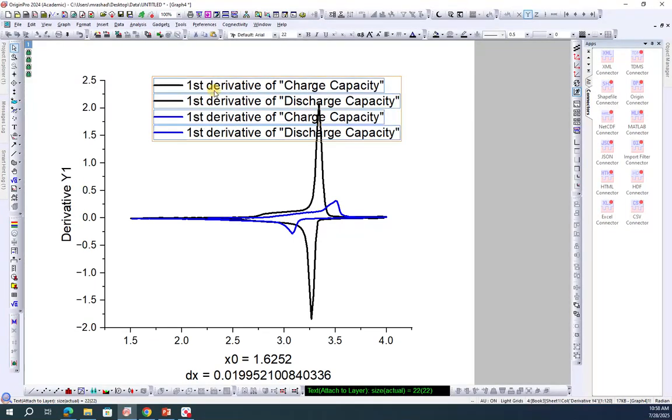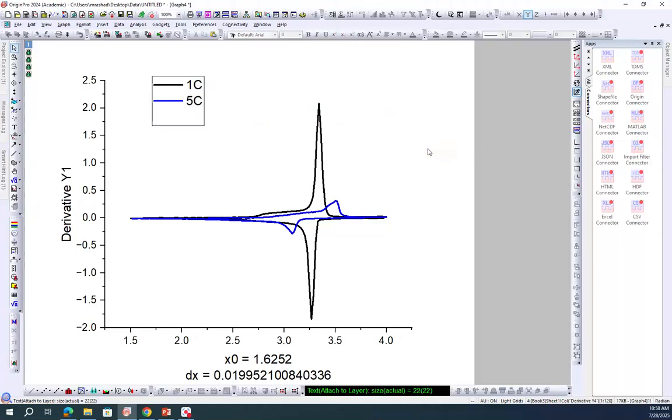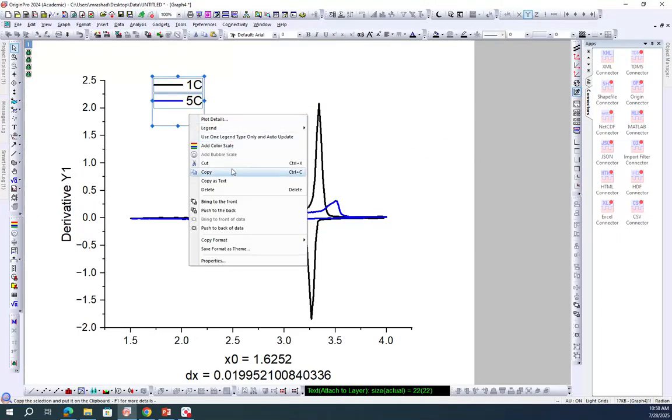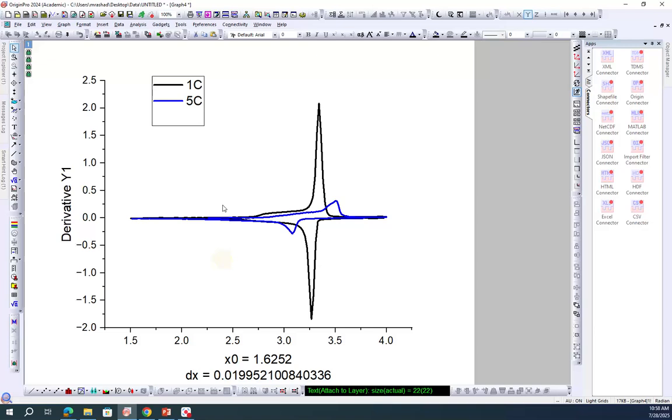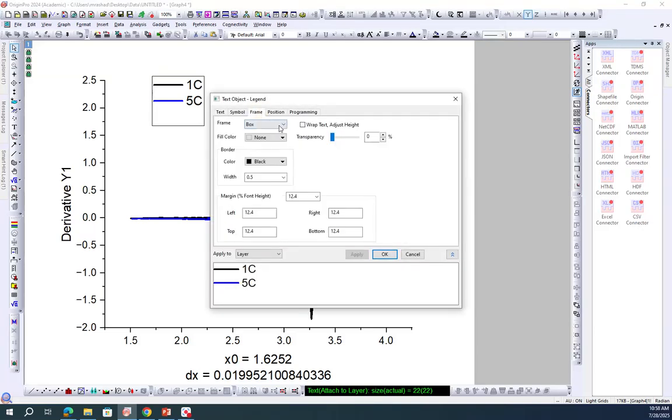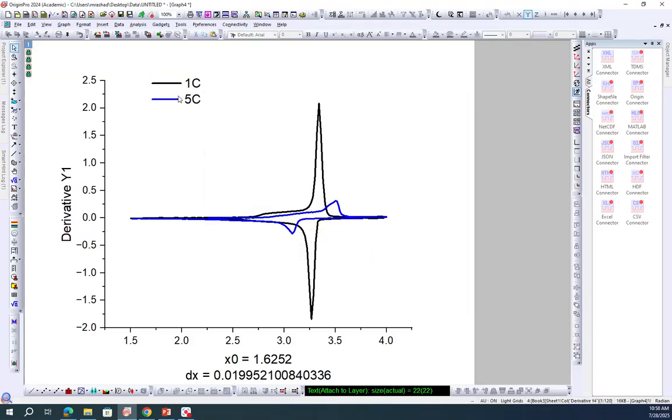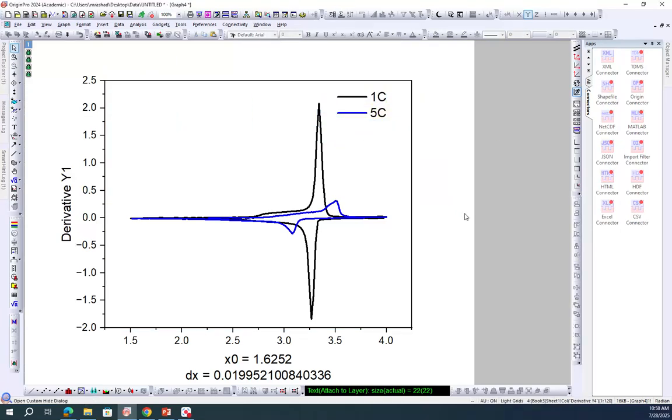So I can just mention that this is a differential capacity plot at 1C, 1C charge and discharge, 5C, 5C discharge. Or I can keep only just to differentiate that this one is for 1C and this is for 5C. Click the properties and remove the frame if you don't like it. Okay, and click here and draw the line.